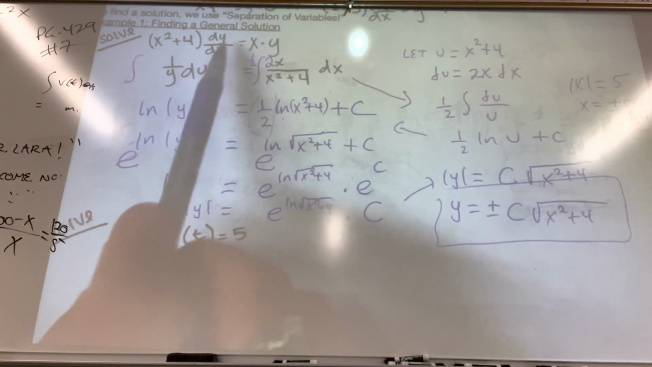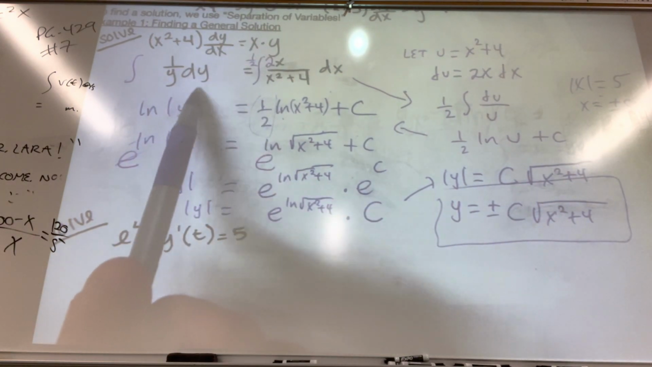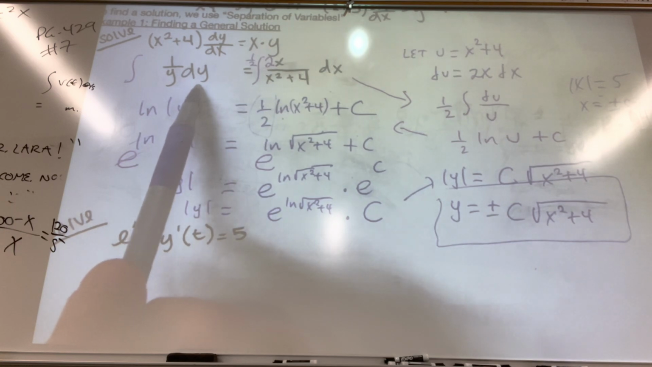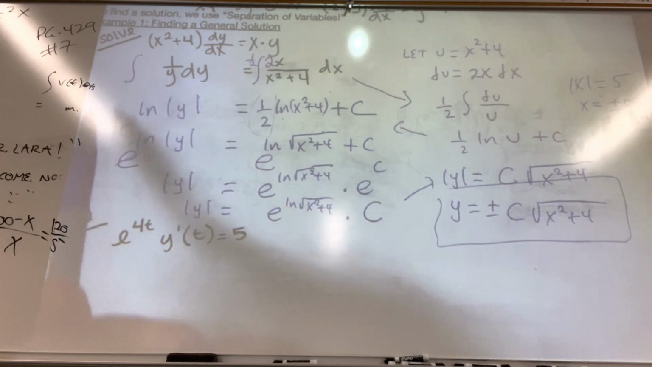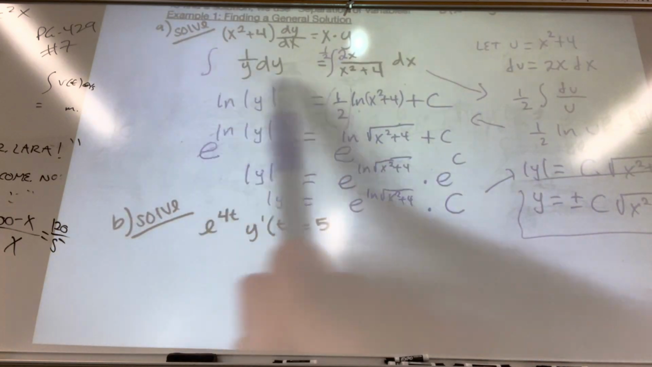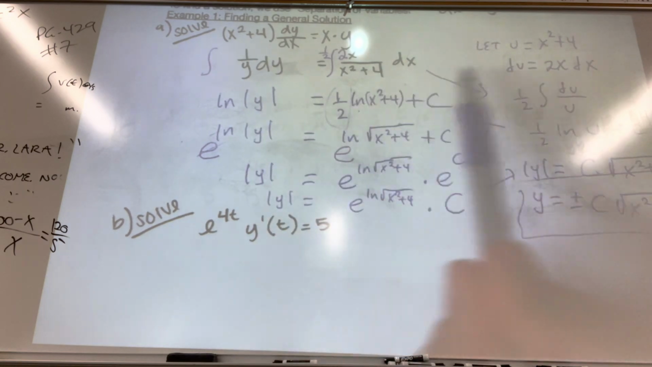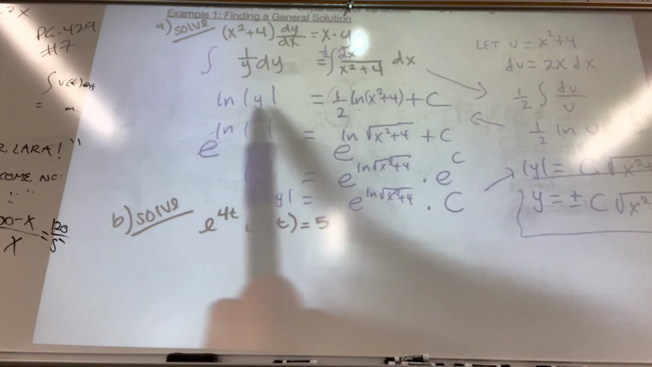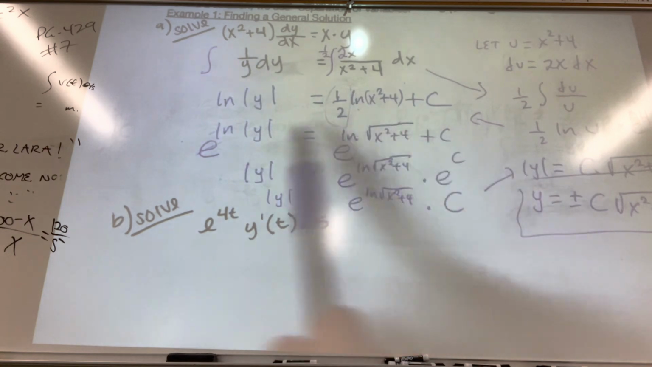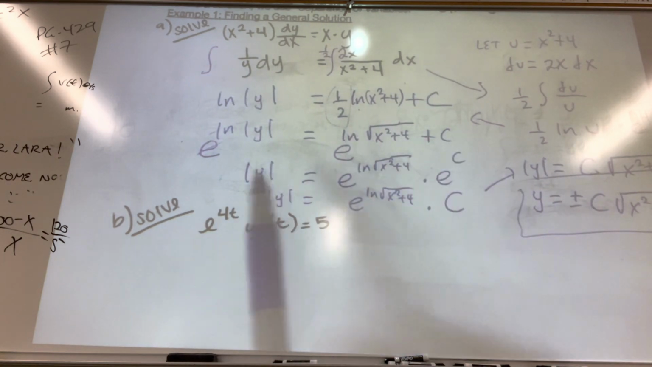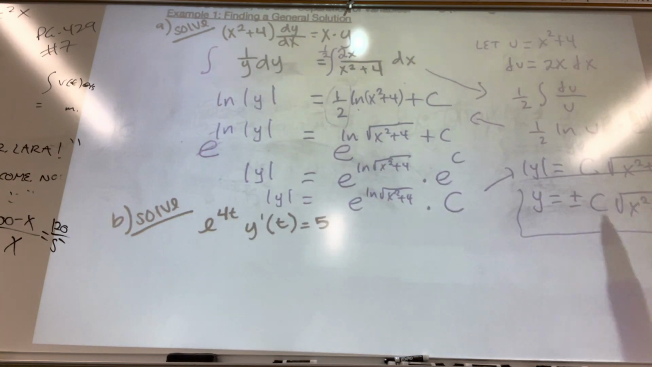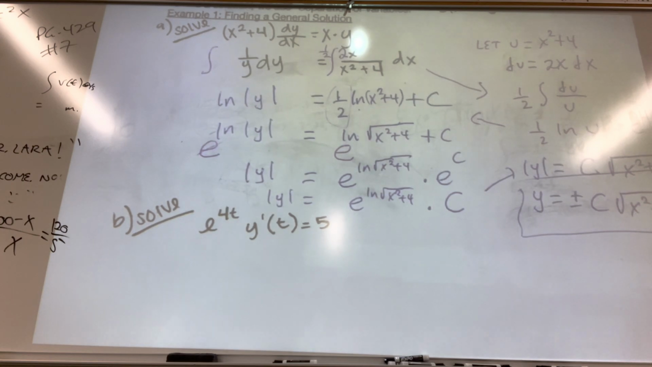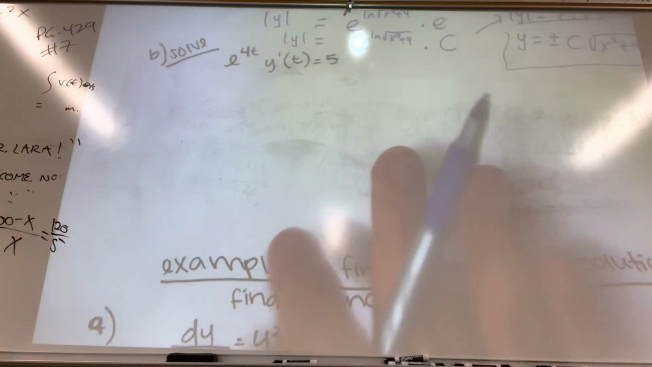But the main thing is, separate the variables. Then you do the integral. And that might be the hard part, just getting the correct integral. After the integral, it's all algebra. Just find a way to solve for y. Okay? So let's go to the second one.